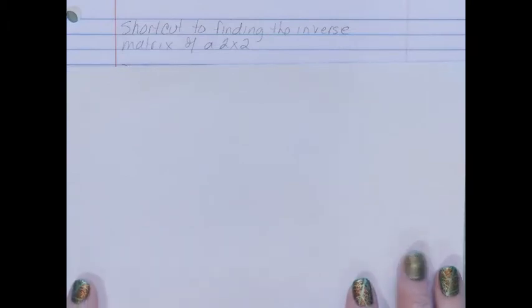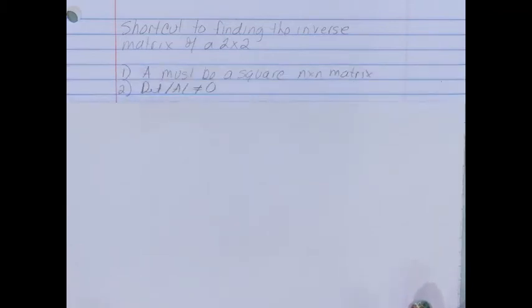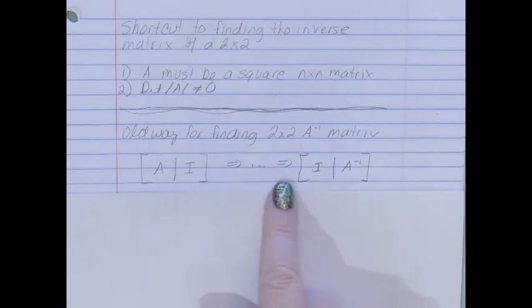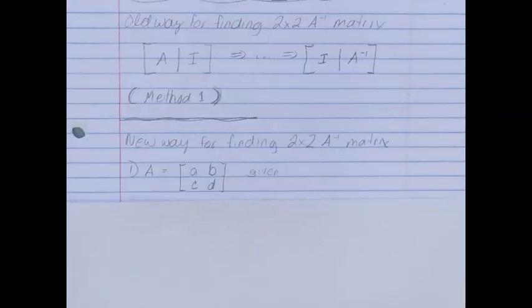Now, the reason I showed you the inverse is because there is a shortcut to finding the inverse matrix of a 2 by 2. First thing that we need to know, A must be a square n by n matrix, and second, the determinant cannot equal 0. The old way of finding a 2 by 2 A inverse was to set up A next to I, row reduce it till you get I, and you get A inverse on this side. Let's show you the new way, the shortcut. Here's the new way for finding the 2 by 2 A inverse matrix. Matrix A will be given.